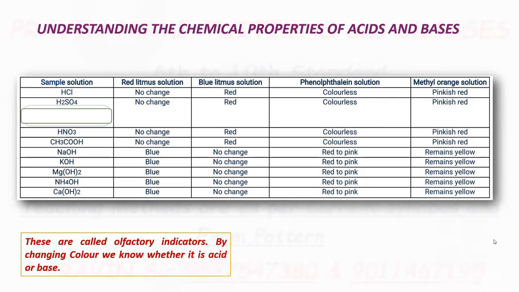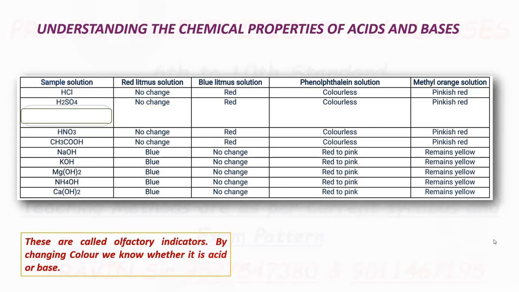Now, how to find whether a given substance or aqueous solution is acidic or basic in nature? For this, you have three tests. First one, litmus solution test or litmus paper test. Second one, phenolphthalein solution test. And third one is methyl orange solution test.